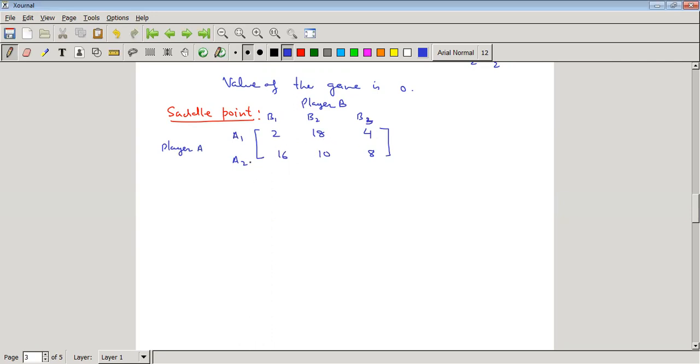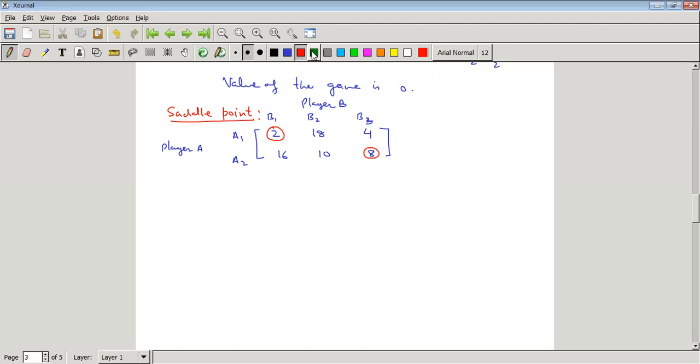What do we do for the saddle point? We take the minimum element of the row. So in the first row, the minimum element among 2, 18 and 4 is 2. So we circle the minimum element in the row. Now in the second row, the minimum element is 8. So we can encircle the minimum element in the second row, right?